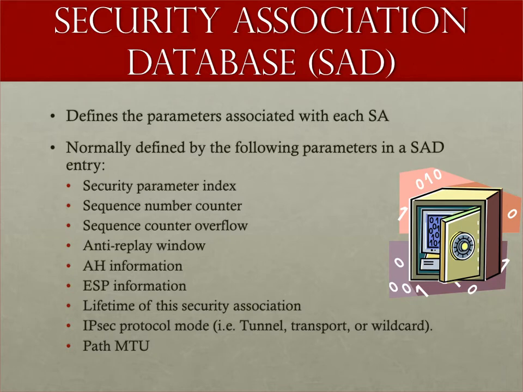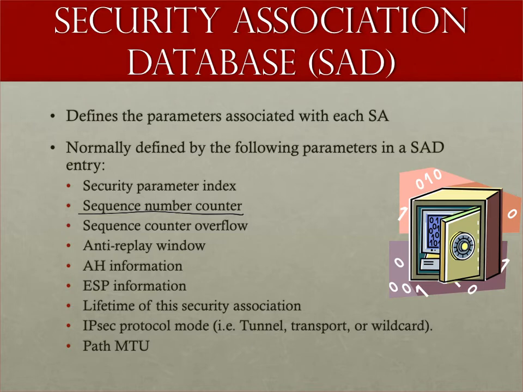So what is the function of each field? This is very important. Of course, the security parameter index, as we said, is the primary key. It's just a unique identifier that identifies this security association. A security association is like one row in a table of a database. It contains all these fields. One field is what we call the sequence number counter.